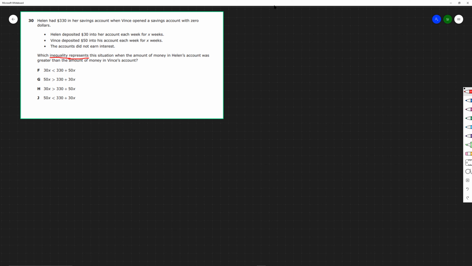All right, let's begin. To deal with a representation problem, I always recommend you write down the things we are going to represent so that we can see their relationship more easily. Here we're going to compare Helen's account and Vince's account. Let me write them down: Helen and Vince. We are comparing their bank account balance after X weeks.